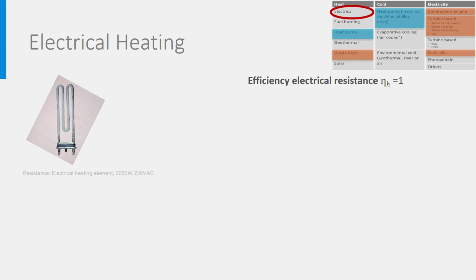Let's now look at electrical heating. Basically, the principle of electrical heating is very simple. If electricity runs through a resistance like the one on the picture, it is fully converted to heat, meaning that the efficiency of an electrical heater is 1. That is what happens in your iron, for instance.